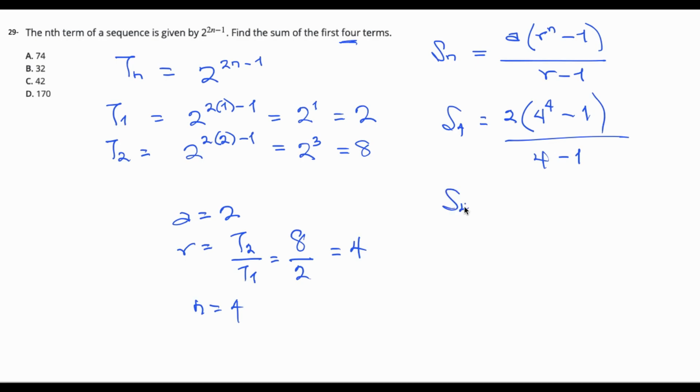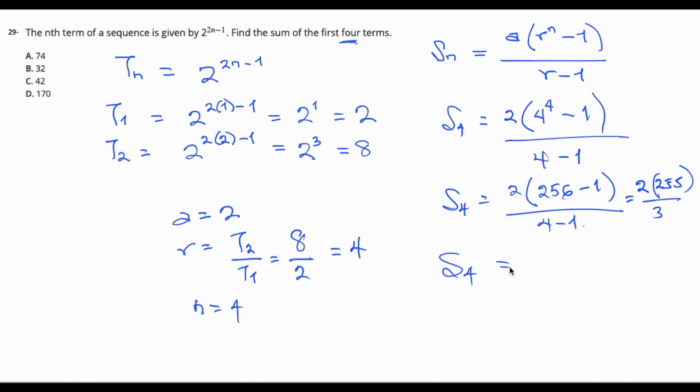So S4 is equal to 2. 4 raised to power 4 gives us 256 minus 1, all divided by 4 minus 1. And this is equal to 2 multiplied by 255, over 3. So if you solve this, you're going to have 510 divided by 3, which is equal to 170. So our answer here is D.